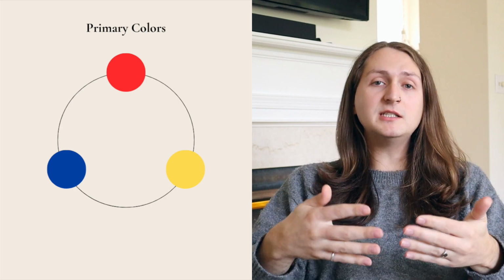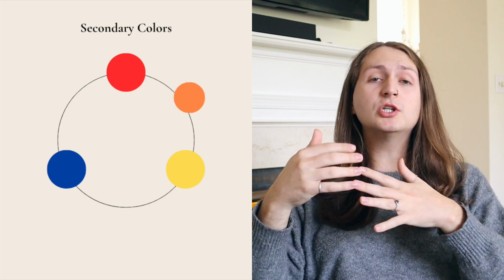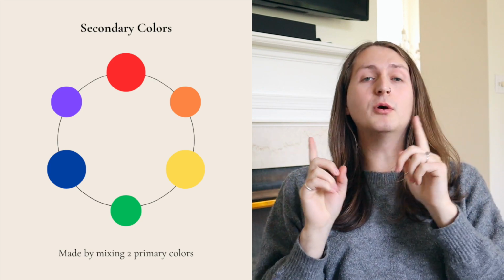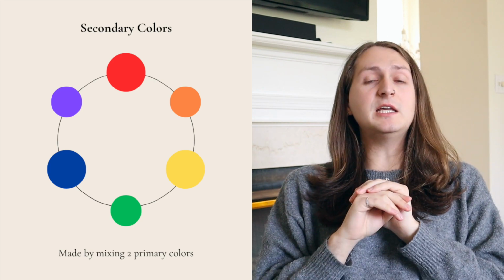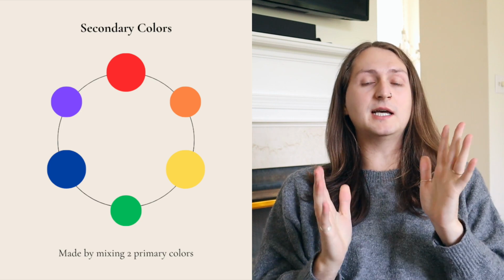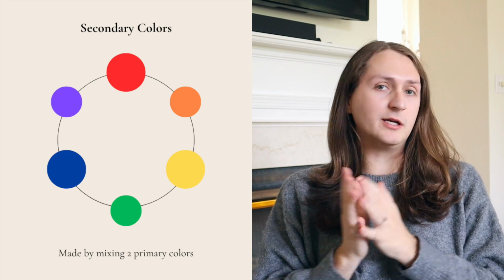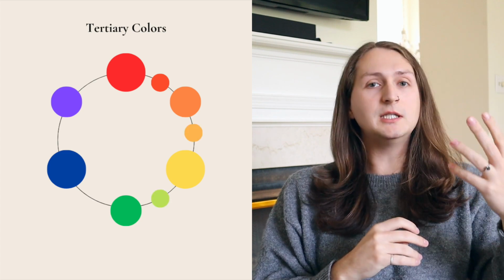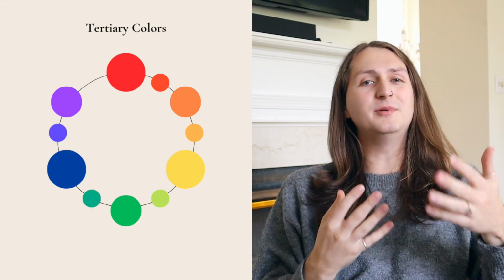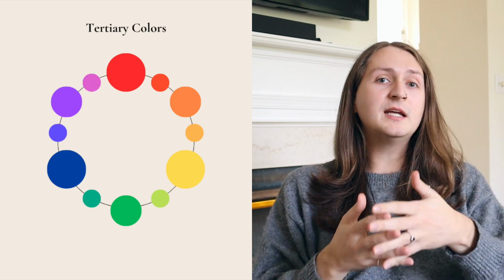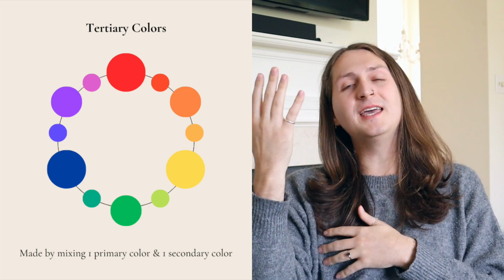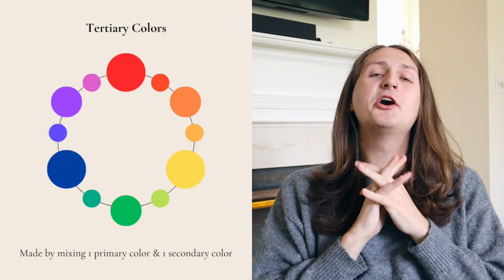We then have our secondary colors, which are orange, green, and purple. Secondary colors are made by mixing 2 primary colors. And then in between our primary and secondary colors, we have tertiary colors. So these are red-orange, yellow-orange, yellow-green, blue-green, blue-violet, and red-violet. And as their names suggest, they are created by mixing a primary and a secondary color.